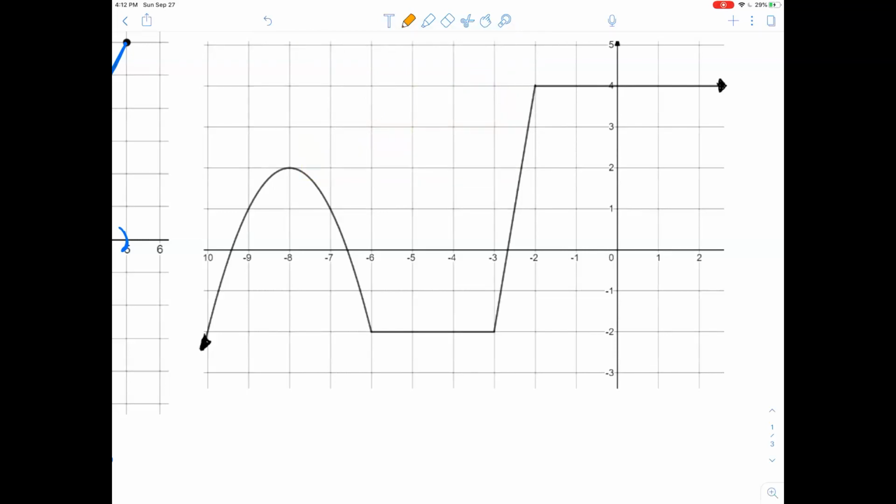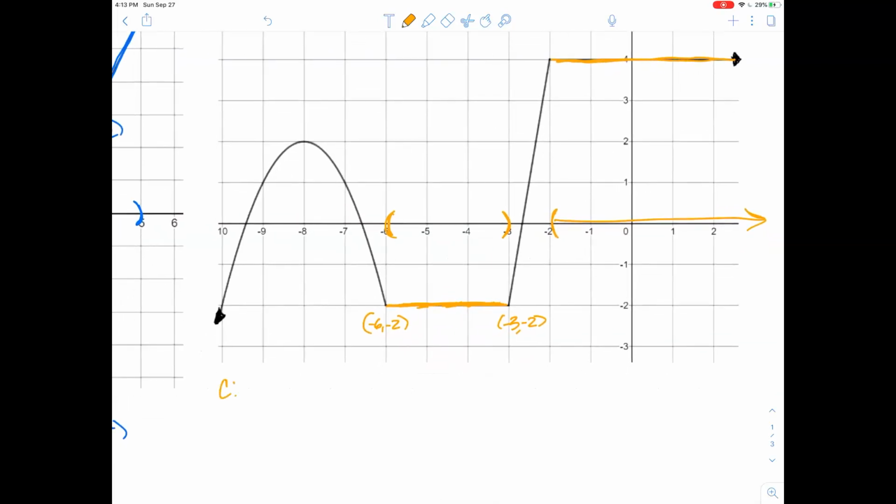All right, so I'm going to start with the constant section. So here's a constant section of the graph where the function's value between (-6, -2) and (-3, -2). All of these points right here, the function value is remaining constant. So between -6 and -3, we're constant. And then again, up here, there's a big jump up here between -2 and infinity. We're also constant. And so we have two pieces of this piecewise function that are constant.